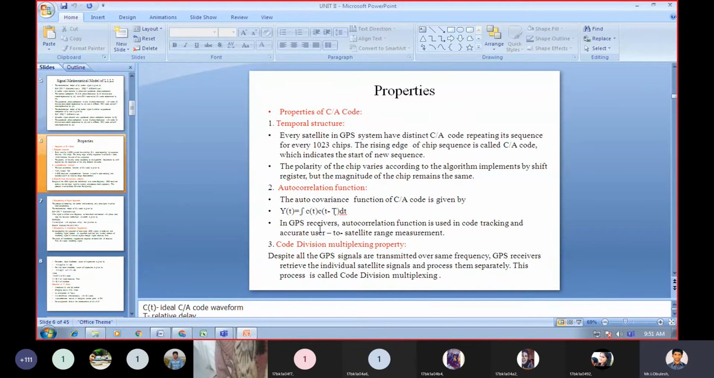Otherwise you would say the signal itself has changed, like using sine here and cos there. That's it. The magnitude of the chip remains the same; there is no change in that. This is the temporal structure.